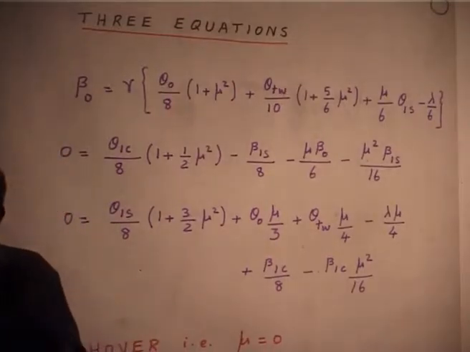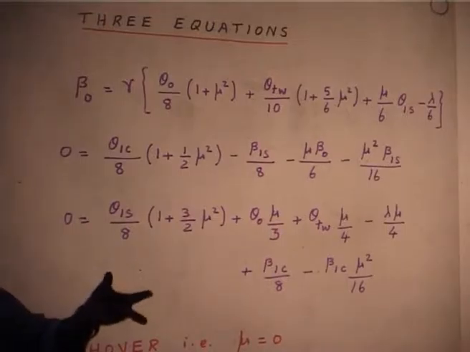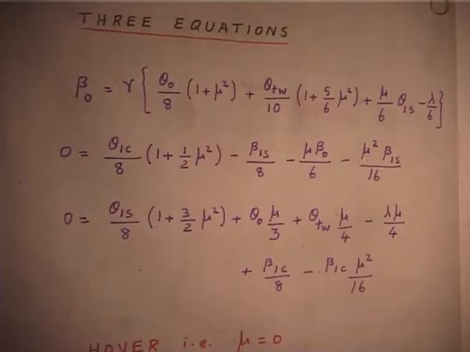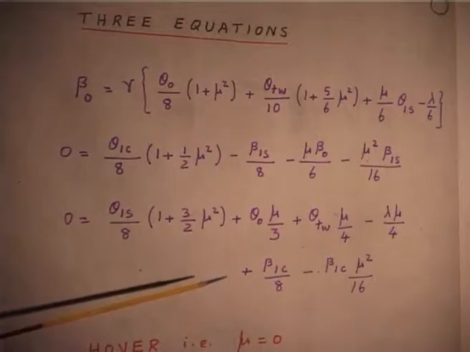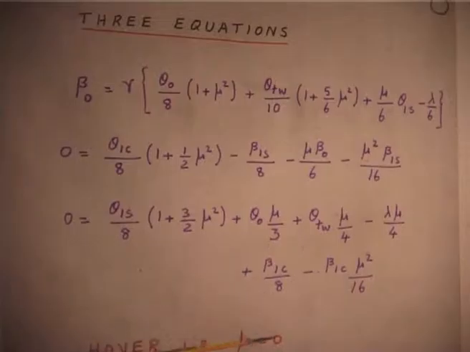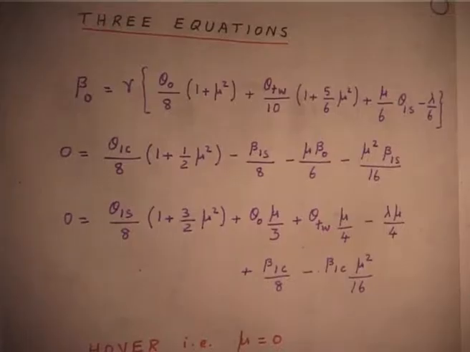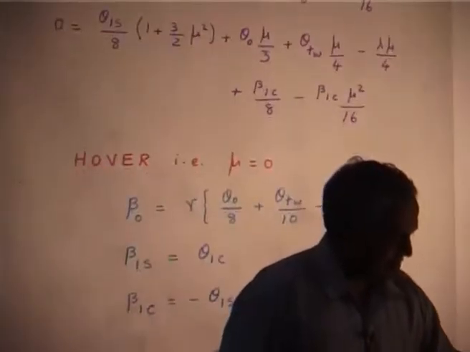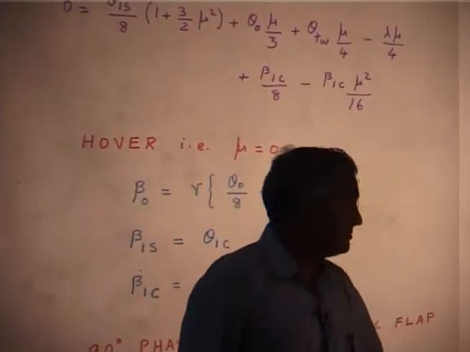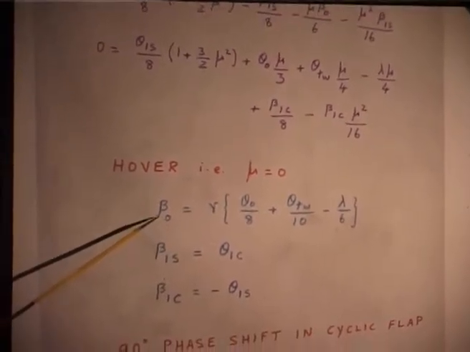Now, I will go to a slightly highly restricted condition, that is hover. Same equation, okay. This is just a blade flap dynamics in the steady state response. If I set mu 0, just because I am hovering, if I set mu equals 0, this is what I will have from these three equations.